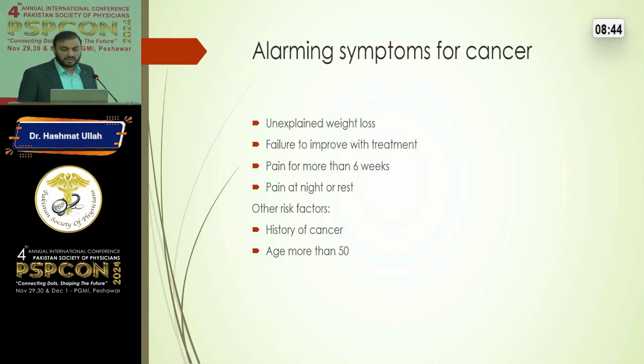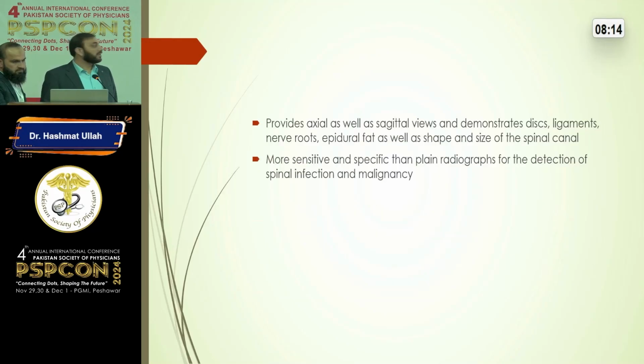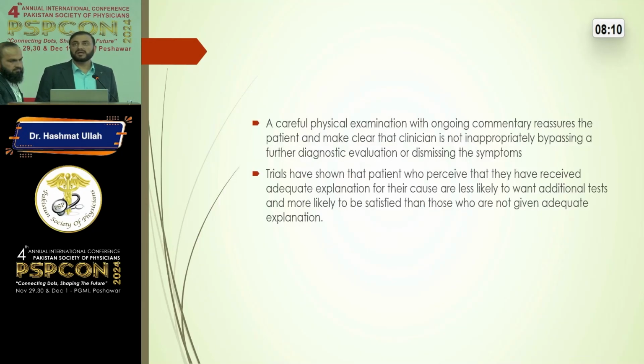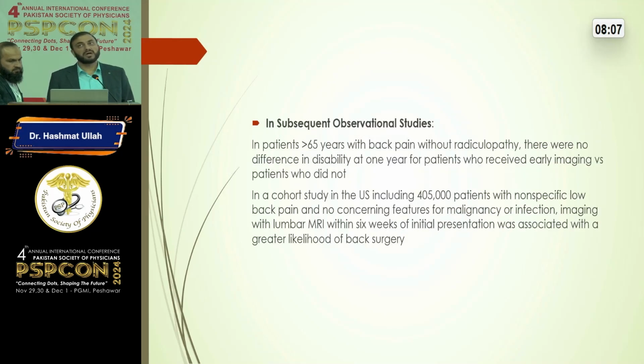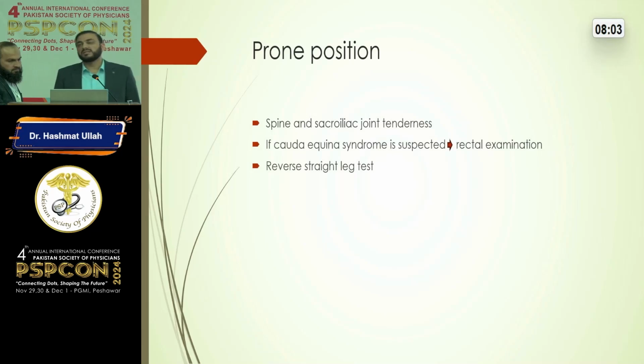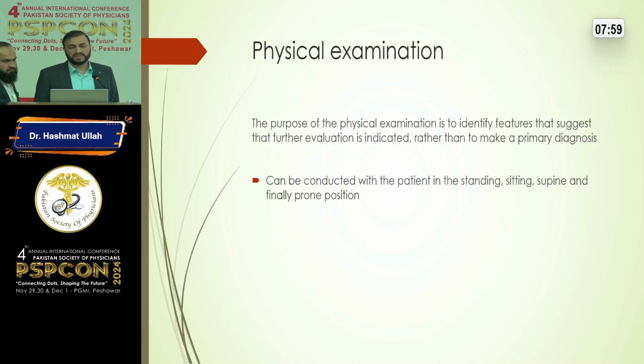Cauda equina is a neurosurgical emergency, so you need to know about urinary retention. You need to ask about bladder and bowel involvement. These neurosurgical emergencies should be evaluated properly. Like in cauda equina, you need to ask your patient how the pain started, if there is any involvement of the bladder and bowel, if there is any evidence of saddle anesthesia, and how it started, when it started.